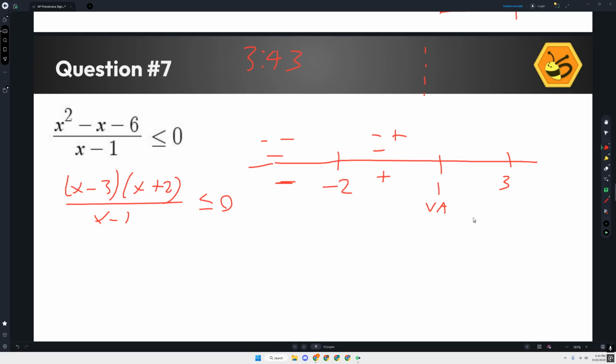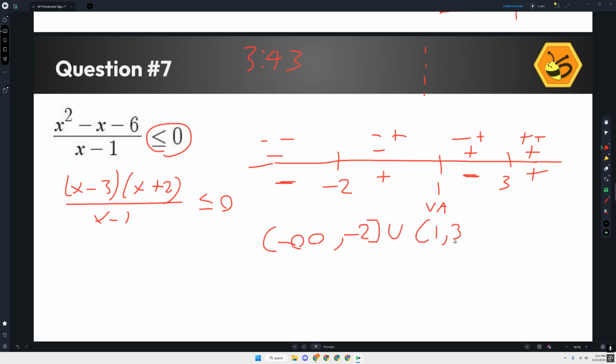And then you can test 2, which would be negative, positive, positive, which should be a negative. And then if you plug in 4 or 5 or 10, it would be positive, positive, positive, which means it would be positive. Which means our interval, we're saying it's going to be less than or equal to 0. So we're going to say our interval is negative infinity, negative 2, hard bracket. And because we don't include 1, we're going to say it's a union 1, 3, hard bracket. Any questions about this?